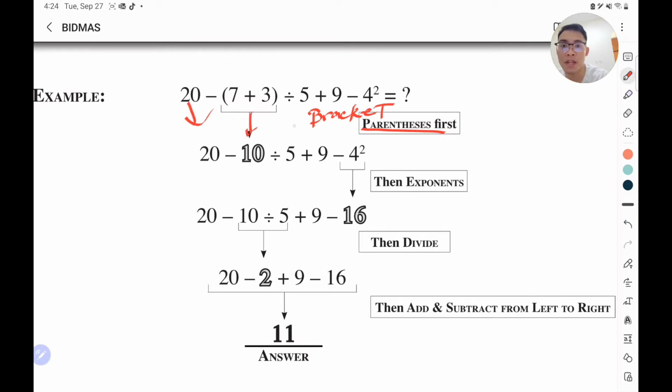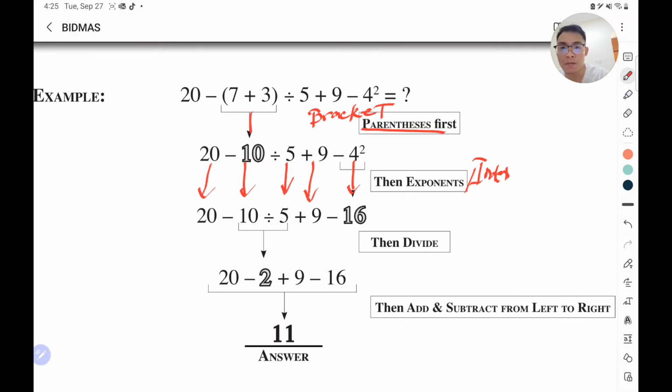Now just copy everything down, so you won't get confused. After that, what we need to do is the exponent, or what we call index. We have 4 squared, which is equal to 16. So we just write the answer down, and then we have 16. 4 squared becomes 16. After that, we copy everything down so you won't get confused. We just have to simplify as much as possible.